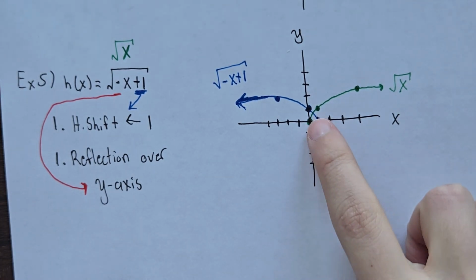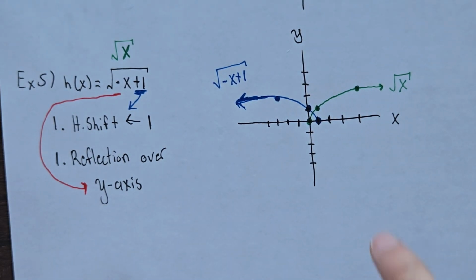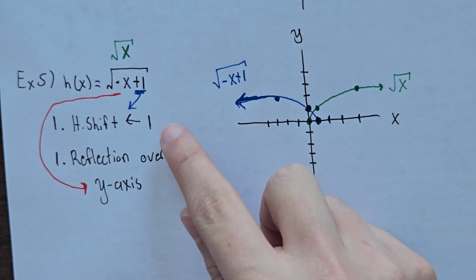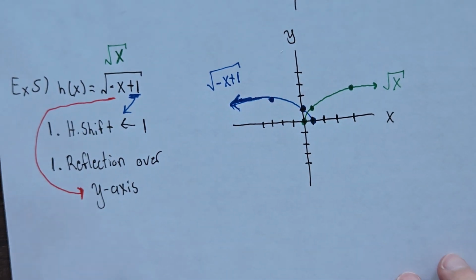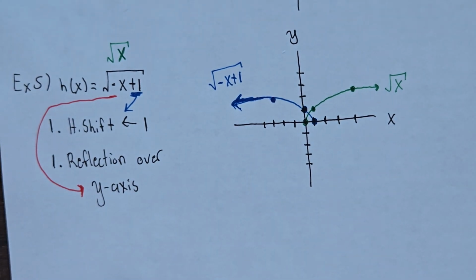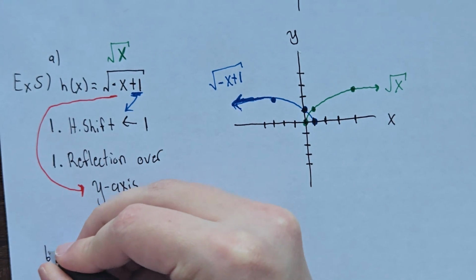We're going to start by sketching what the original function, the function that we know what it looks like, would look like. And then we're going to identify what transformations make it different from the original function and use that to graph the next function. Okay? Let's look at a couple more examples. That was A. Let's look at B.